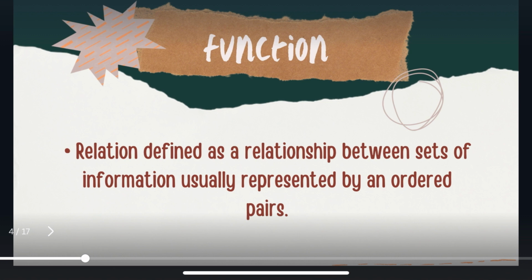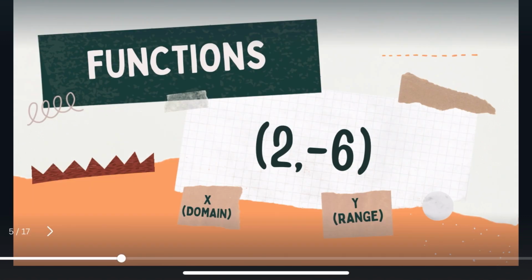Relation is defined as a relationship between sets of information, usually represented by ordered pairs. But first, let us know what an ordered pair is. This is what an ordered pair looks like. It's composed of two numbers. The number at the left side is what we call the domain, or x, and the number on the right is the y, or what we call the range.